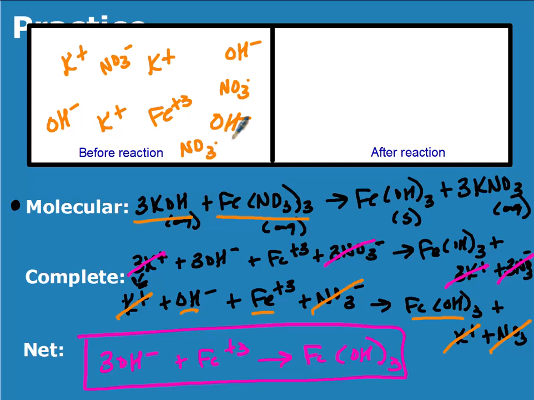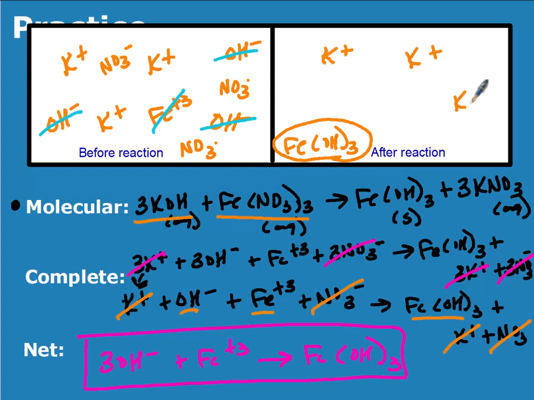So go ahead and draw the after beaker on your own, then restart to check your answer. You should have drawn the iron 3 hydroxide together on the bottom, and I'm going to circle that to show that it's all together. So I've used my iron up and I've used 3 of the hydroxides up. So now I have 1, 2, 3 Ks and 3 nitrates still. If we look at our balanced equation, that makes sense.